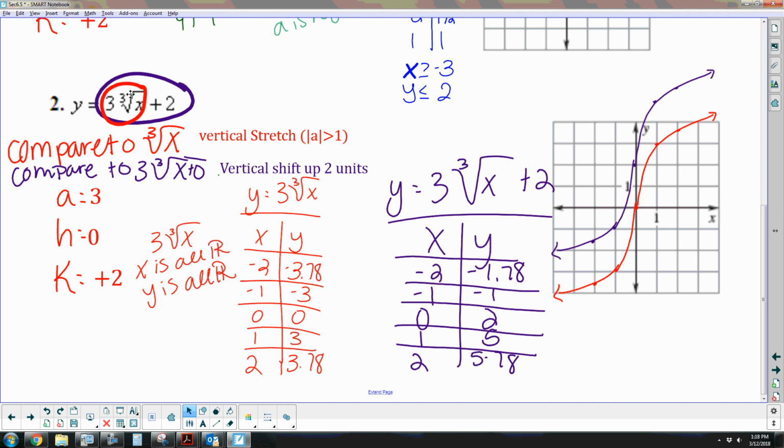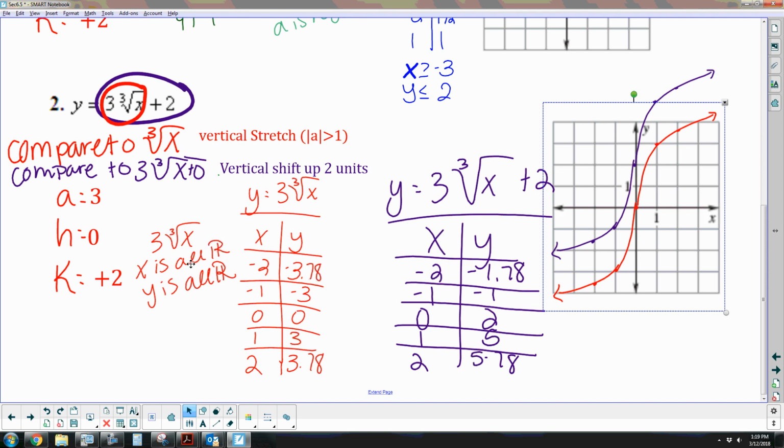And now if we compare 3 times the cubed root of x to this new function that we have, 3 times the cubed root of x plus 2, we can see that it's going to be a vertical shift up 2 units. So this red graph is that 3 times the cubed root of x, and the purple graph is this whole thing, 3 times the cubed root of x plus 2. You can identify your a, your h, and your k. In this case, since we just have the cubed root of x, our h is 0.